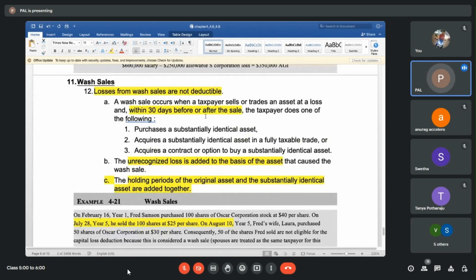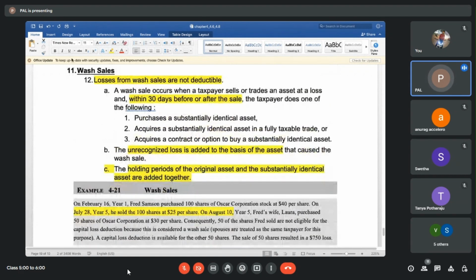Last topic here, then we'll close on it. So this is something called wash sales. I think everybody should know what a wash sale is. Someone wants to explain what is meant by wash sale? Tanya, maybe you can explain.